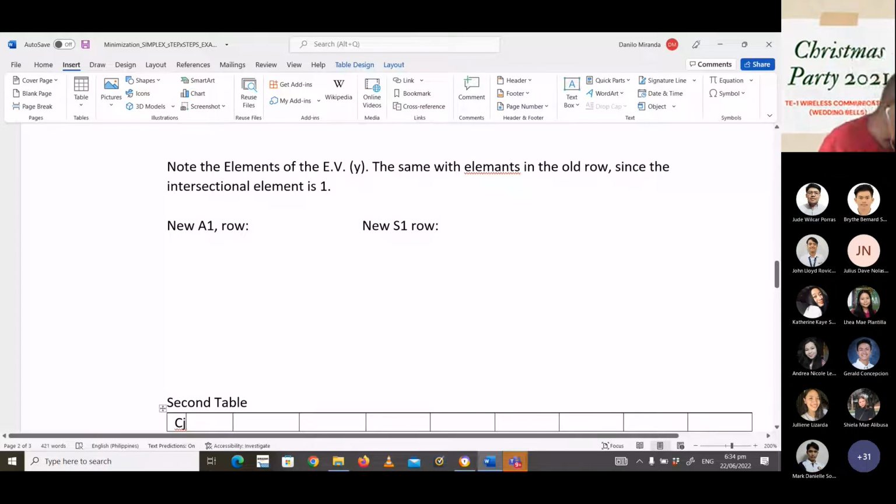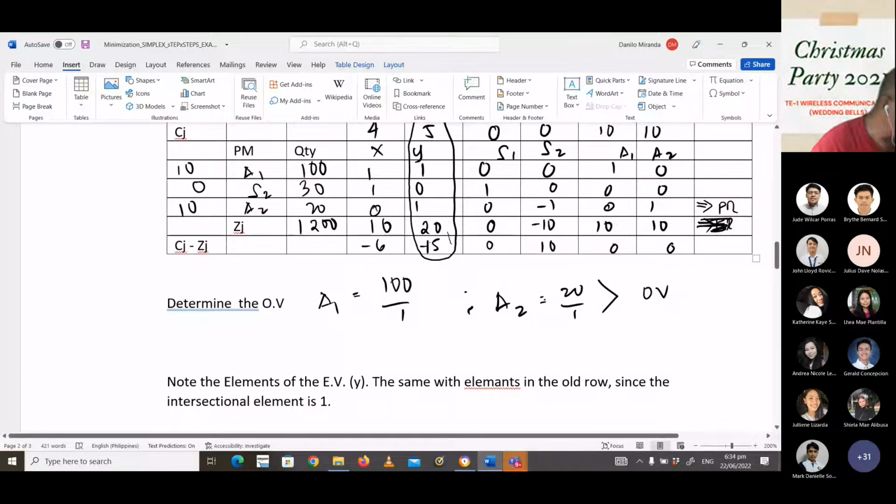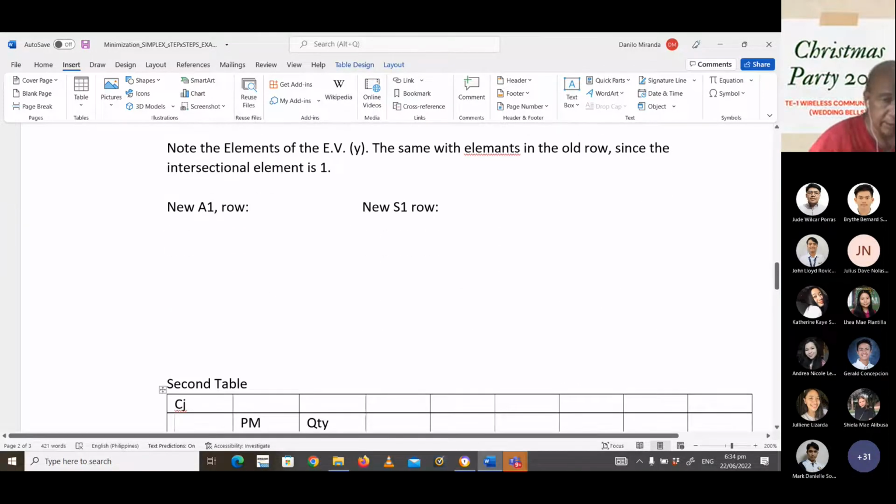So we have 100 minus 1 times 20. Minus 1 times 20. So, isa-isahin natin. For the A1 row, we now have 100 minus 1 times 20, so that is 80. Then we have 1 times 1, minus 1 times 0. We have 0. So we have 0 minus 1 times 0. 1 times 1. Equal to 0.